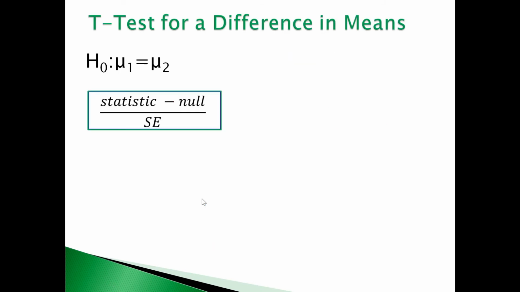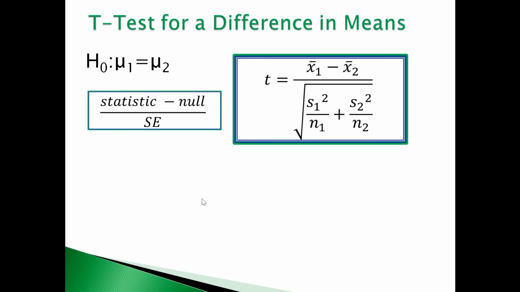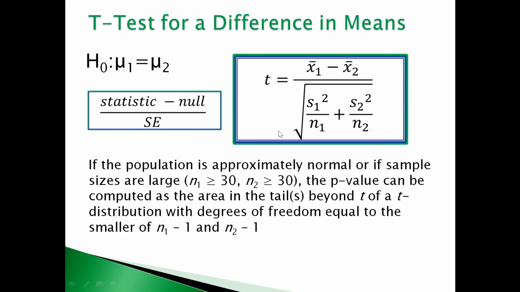The hypothesis test always assumes that the null is true. So the standardized test value will be statistic minus null over SE. So the new formula will be T equals statistic minus the null. The null is mu1 minus mu2 equals 0, so it will be minus 0, but we don't have to write it down, over the standard error. We will keep the same criteria: both sample sizes need to be larger than 30, and we will take the smaller value of the degrees of freedom.